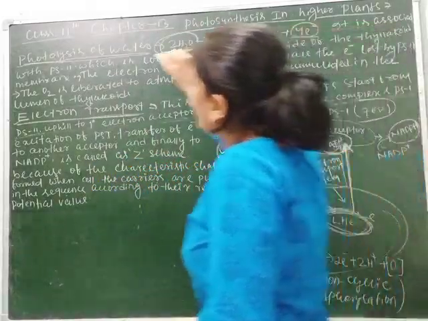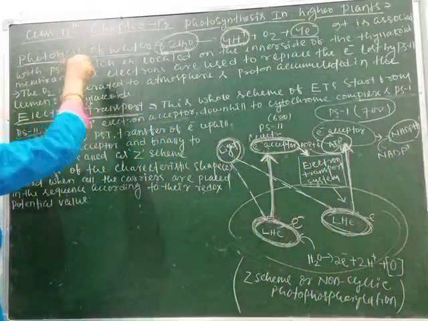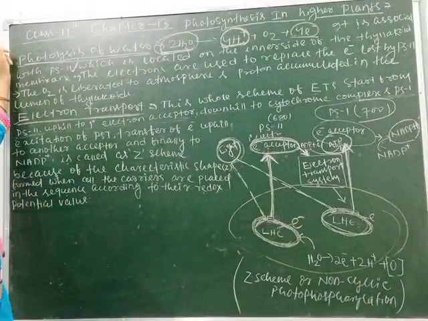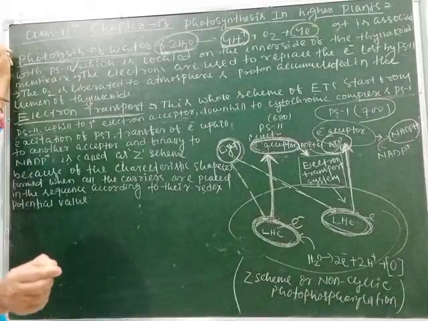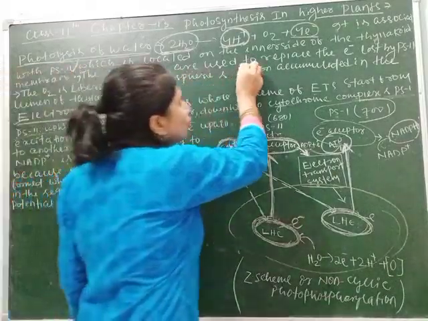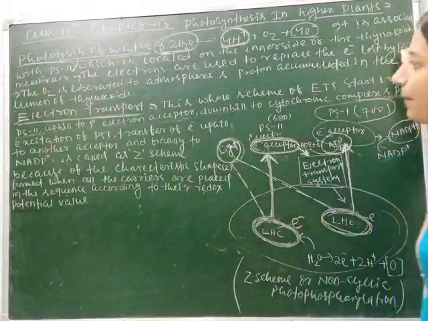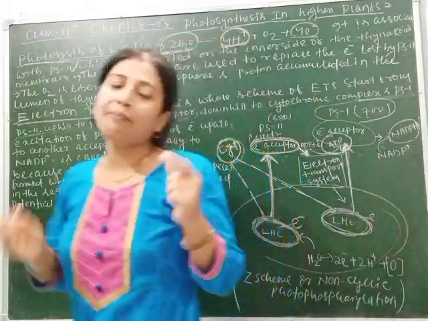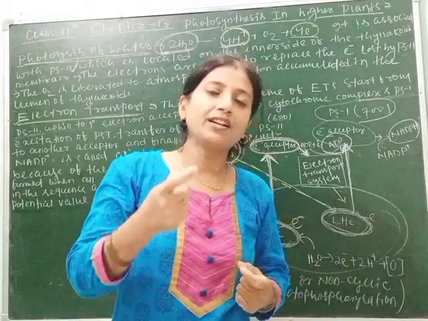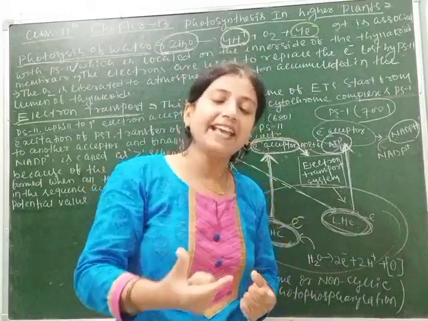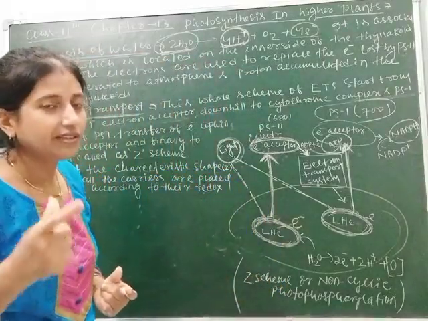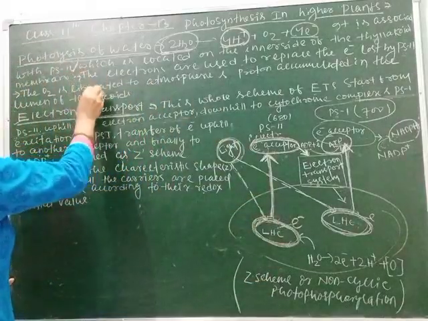It is associated with PS2, as I have explained earlier that the splitting of water takes place in photosystem 2, and that is located in the inner side of the thylakoid membrane. Next, the electrons are used to replace the electrons lost by PS2. Again, why does the breakdown of water take place in PS2? Because while the electrons get lost from PS2, they are again replaced by the electrons released during the breakdown of water. Clear?